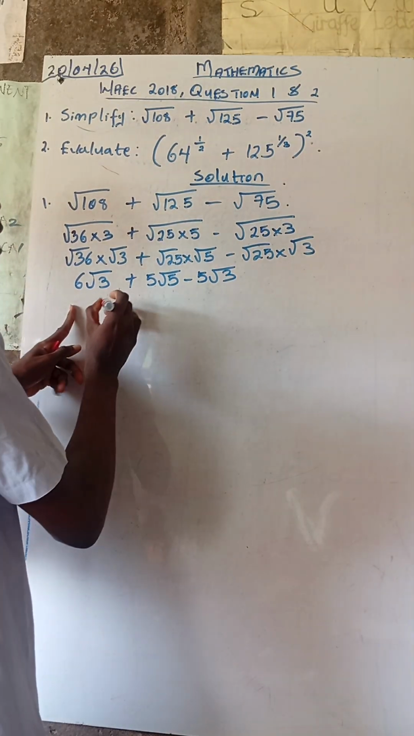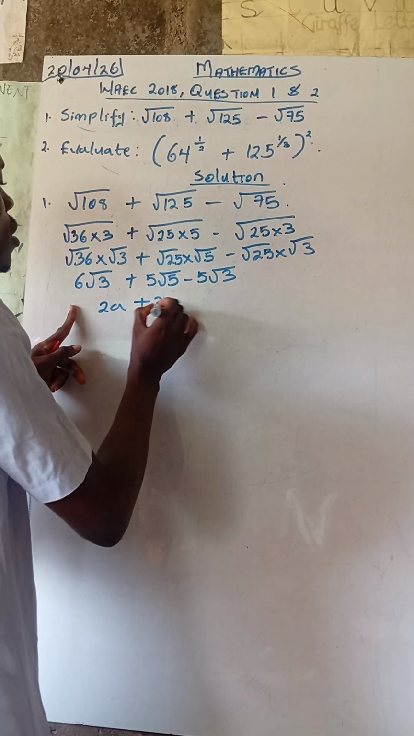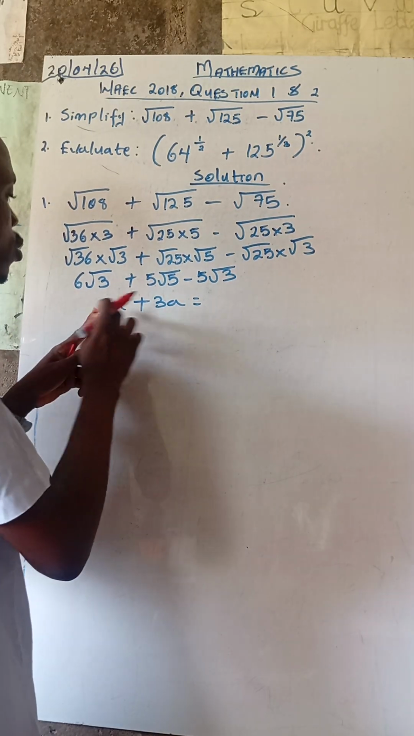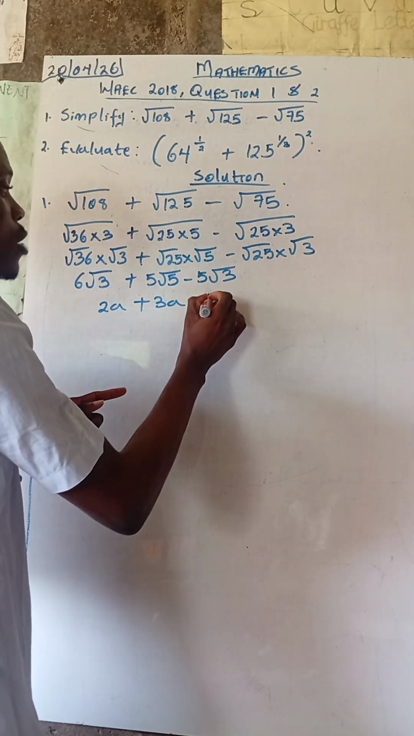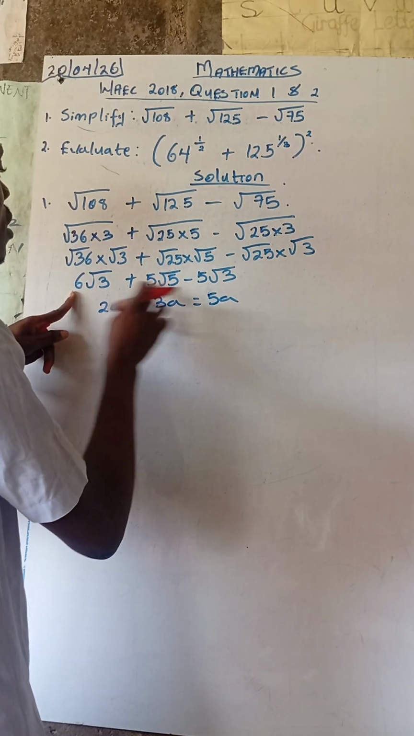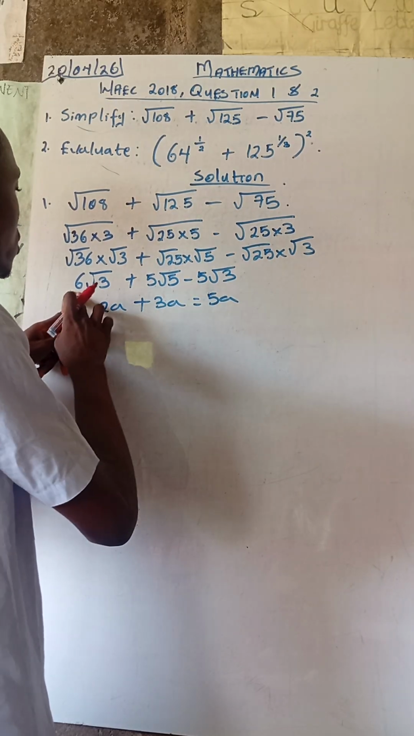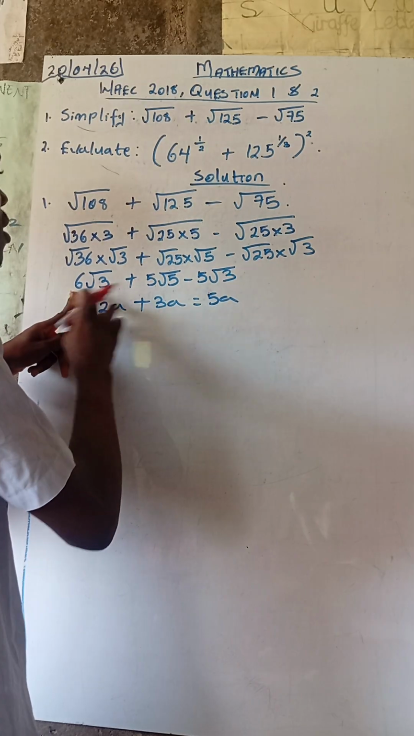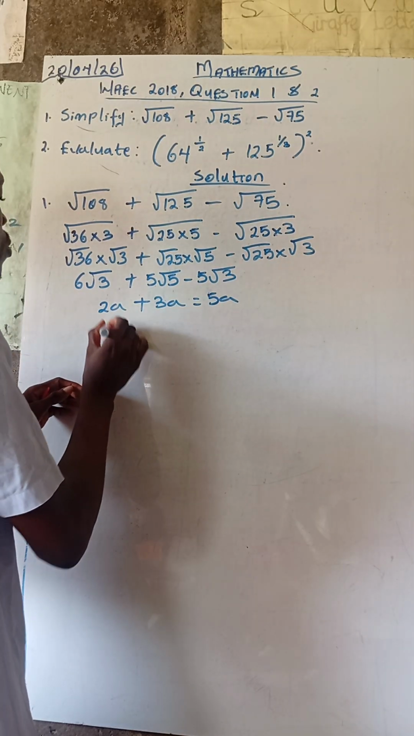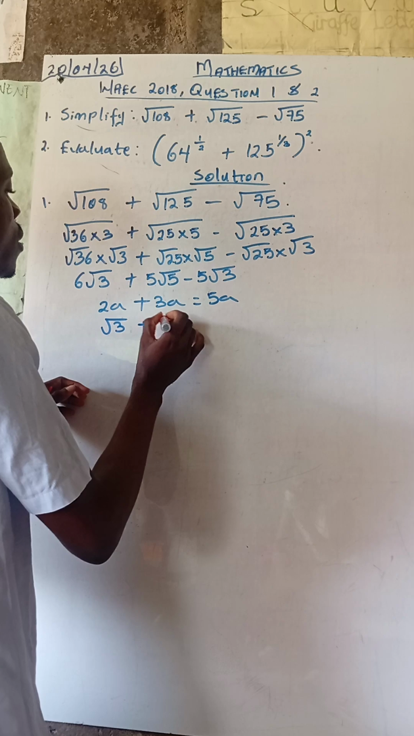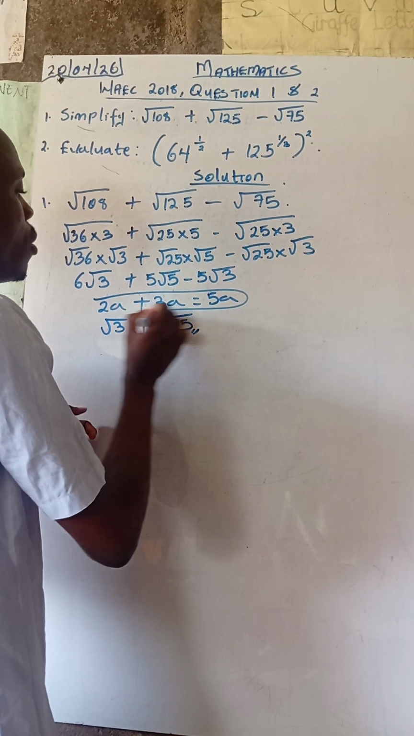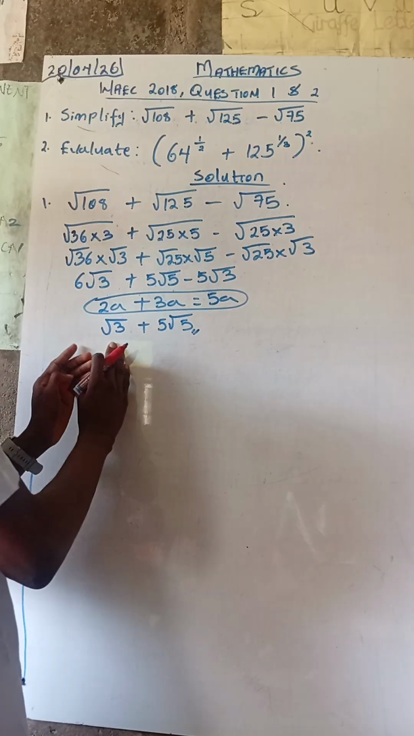This is root 3. This is root 3. They are the same. Just like if you have 2a plus 3a, you can add them because they have the same like term, a and a, so you can add the coefficients. That is 5a. So in this case also we have 6 root 3 minus 5 root 3. Just subtract their coefficients. That is 6 minus 5. That will be 1 root 3, which is the same as root 3, plus 5 root 5. So this is the answer. This one is not part of it, it's just an illustration. This is the final answer.